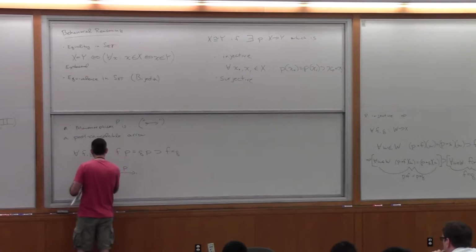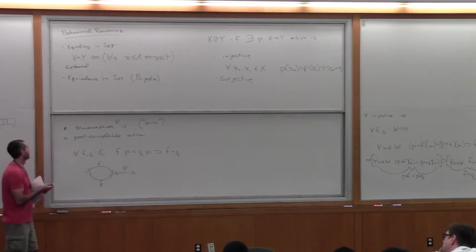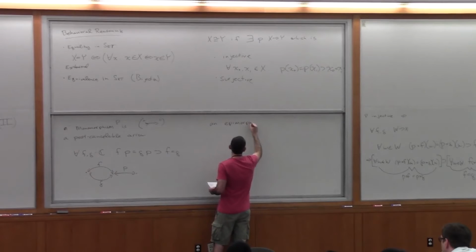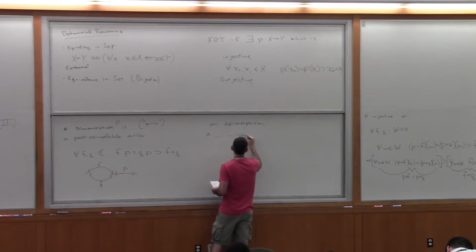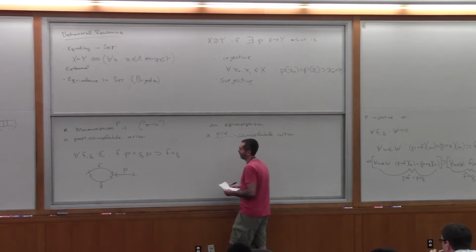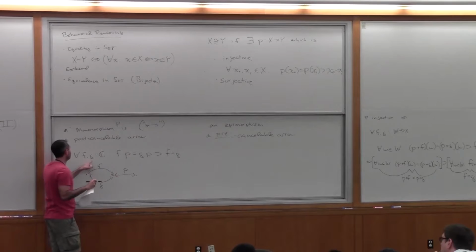Okay, so what should the dual definition be? Well, it's called an epimorphism, and it is what kind of arrow? It's a something cancelable arrow. Exactly. It's a pre-cancelable arrow, and okay, so I'll just write over here, for any f and g, right, if f composed with p is g composed with p.